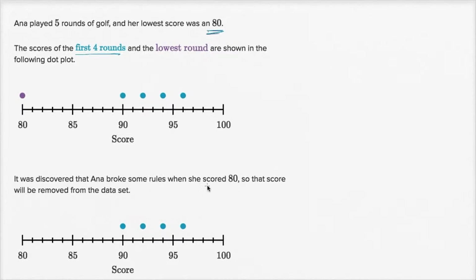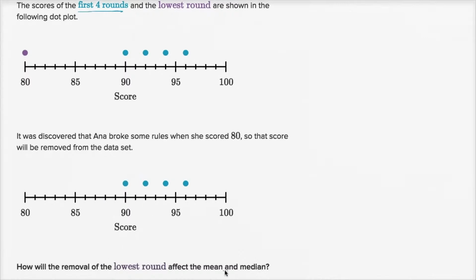It was discovered that Anna broke some rules when she scored 80. So that score, so I guess cheating didn't help her. So that score will be removed from the data set. So they removed that 80 right over there. We're just left with the scores from the other 4 rounds. How will the removal of the lowest round affect the mean and the median?